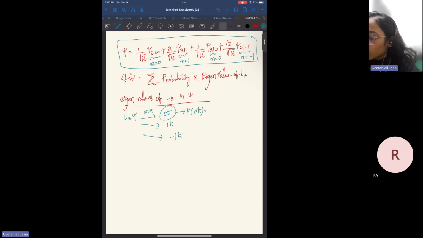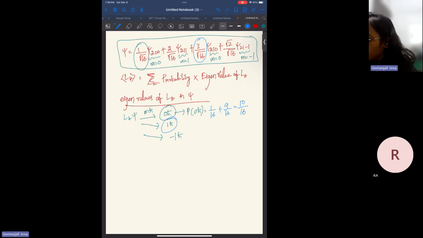nothing but the square of this coefficient, with m equal to 0. This is 1 by root over 16. We are seeing a term 1 by root over 16, and there is a term 3 by root over 16. So that means it will be 1 by 16 plus 9 by 16.